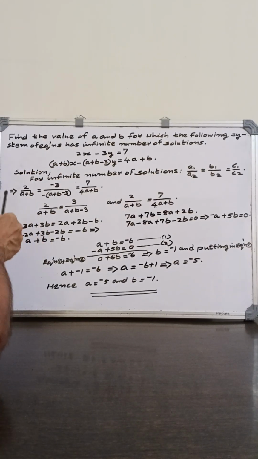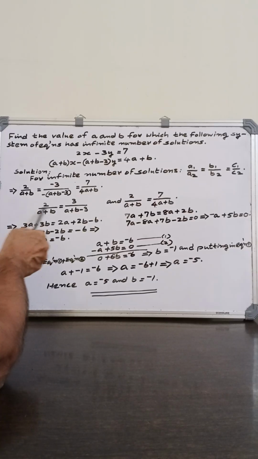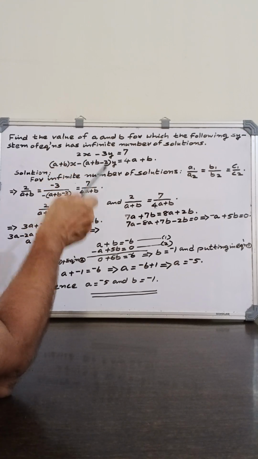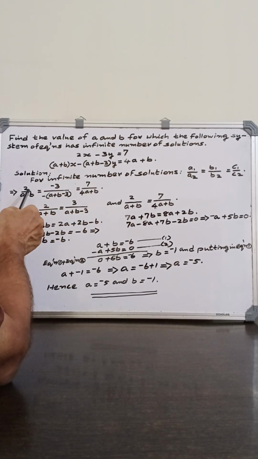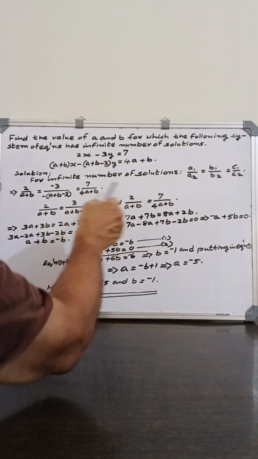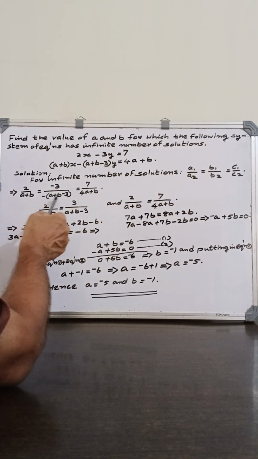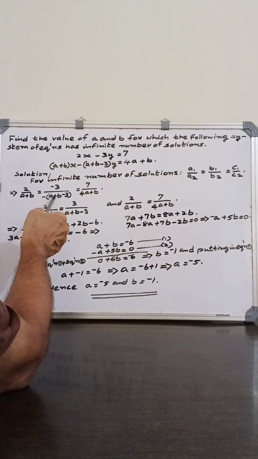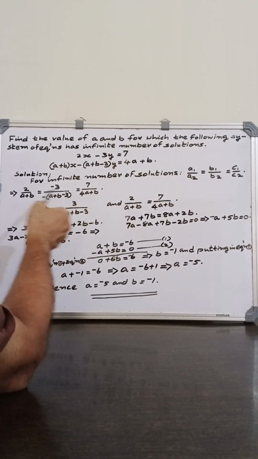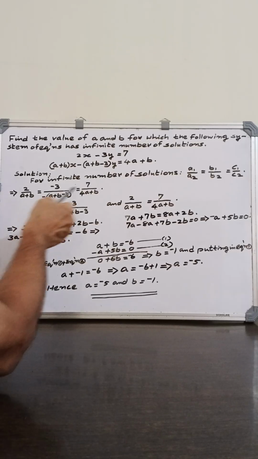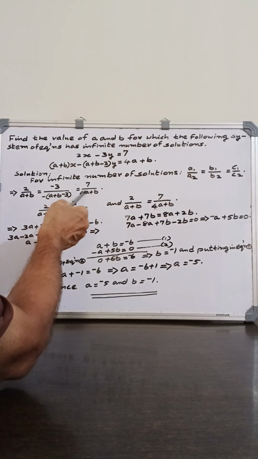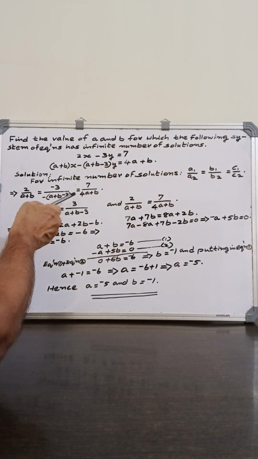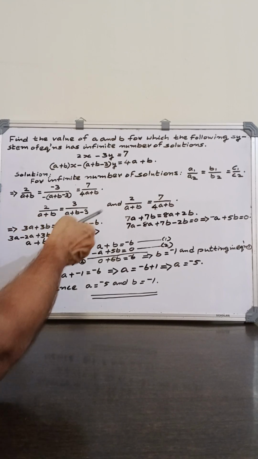First, we can take two options. The first is 2 by a plus b equals 3 by a plus b minus 3. And the second option is 2 by a plus b equals 7 by 4a plus b. I need not take the equation with minus 3 by minus of a plus b minus 3, because it is a complicated one, so I take the simpler one, 7 by 4a plus b, for equalizing. Let us see what happens with 2 by a plus b equals 3 by a plus b minus 3.